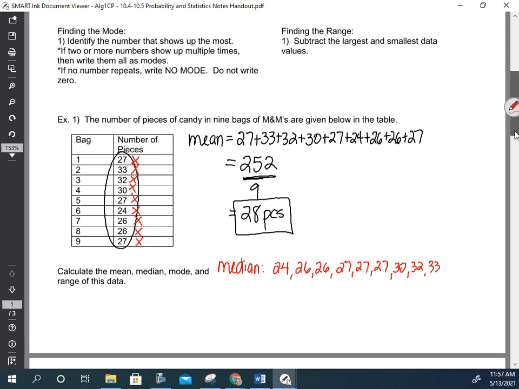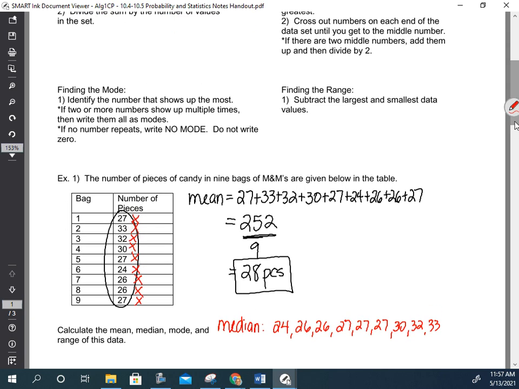Once you have them in order, cross out the numbers on each end until you get to the middle. So your middle number was 27. So your median is 27. Any questions before we continue?